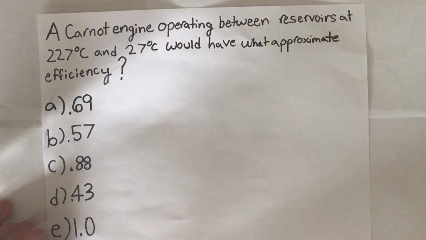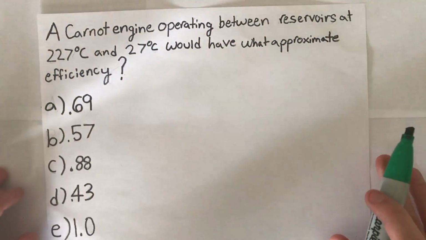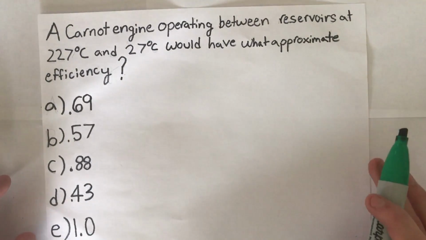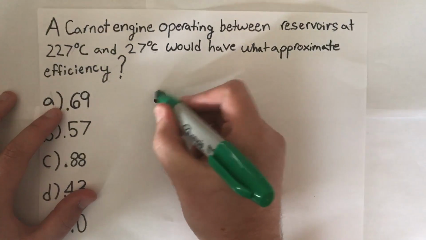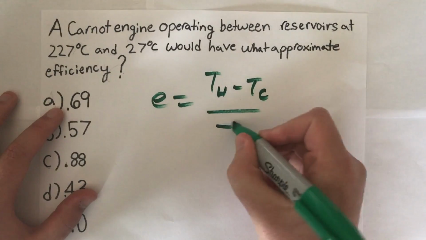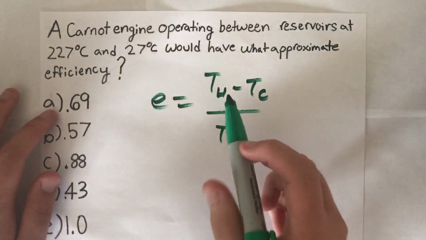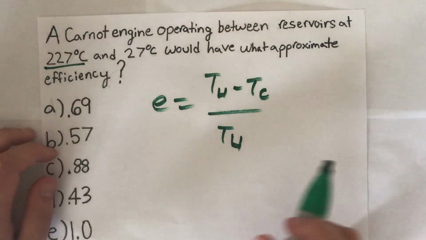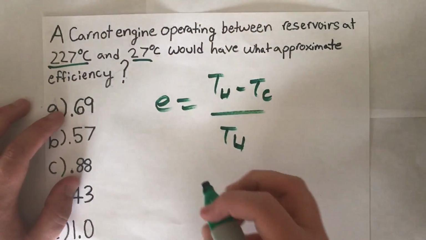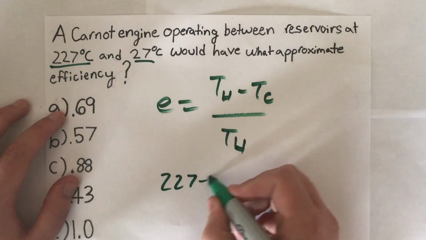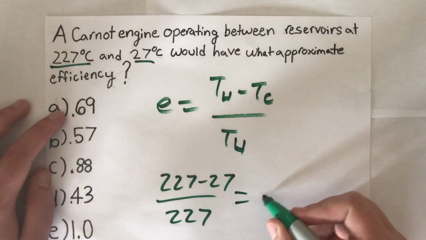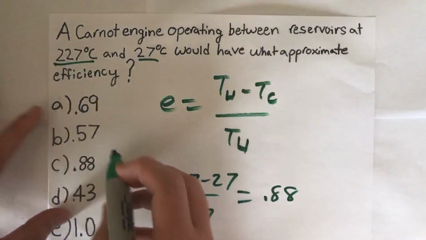So we're given a Carnot engine operating between reservoirs at 227 degrees Celsius and 27 degrees Celsius. What would be its approximate efficiency? So we're going to use the equation E equals temperature hot minus temperature cold all over temperature hot. And so we know that temperature hot is 227 degrees Celsius and that temperature cold is 27 degrees. So what we're going to do is 227 minus 27 all over 227 again. And that's going to give us about 0.88. So we know our answer is C.